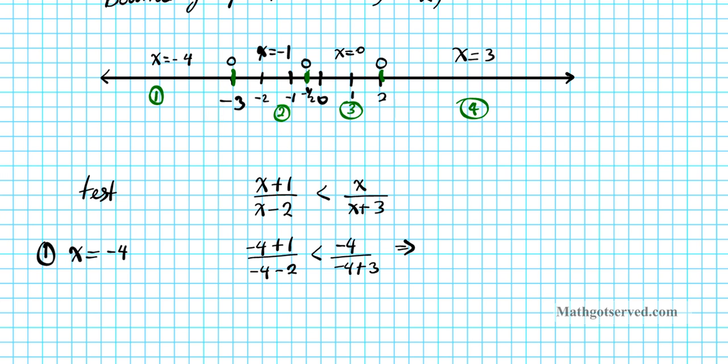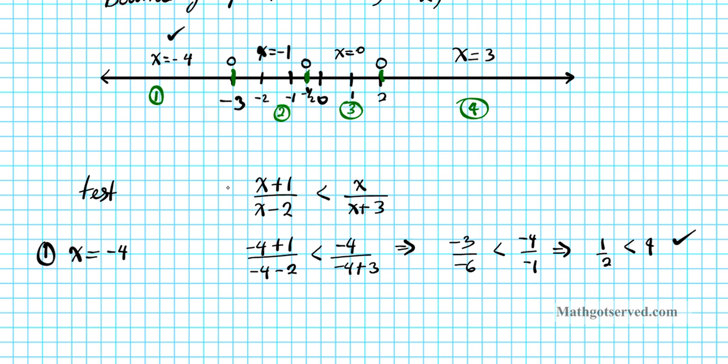Is it? Let's simplify that further. -4 plus 1 is -3. -4 minus 2 is -6. Is this less than -4 over -4 plus 3, which is -1? Is that true or false? -3 over -6 is simply +1/2. Is +1/2 less than +4? Absolutely. So this is a good interval. That means interval 1 is good.